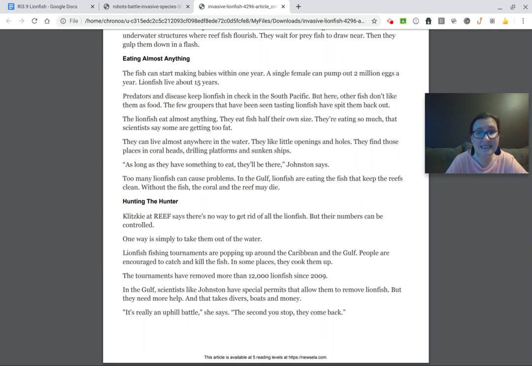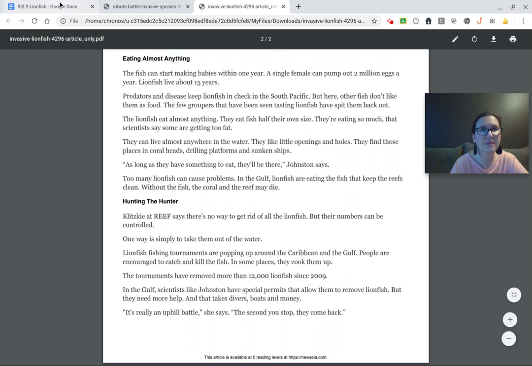In the Gulf, scientists like Johnston have special permits that allow them to remove lionfish, but they need more help, and that takes divers, boats, and money. It's really an uphill battle, she says. The second you stop, they come back.